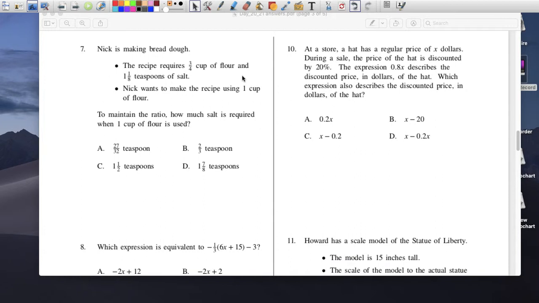Number 10. At a store, a hat has a regular price of x dollars. During a sale, the price of the hat is discounted by 20%. The expression 0.8x describes the discounted price in dollars of the hat. So that makes sense, right?